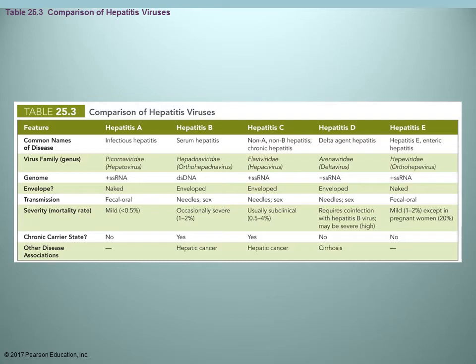And this table just shows the comparison between them. It talks about the mode of transmission or the route of transmission, whether it's from needles, whether it's from sex, whether it's the fecal-oral route, etc. So it's a nice comparison chart.